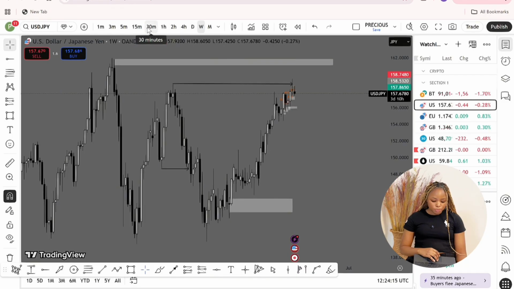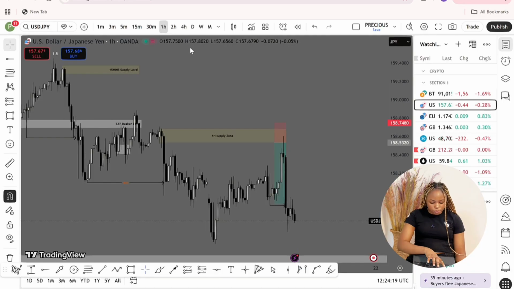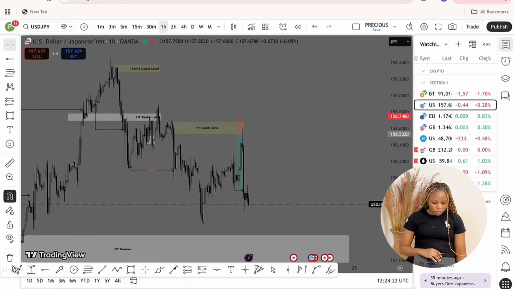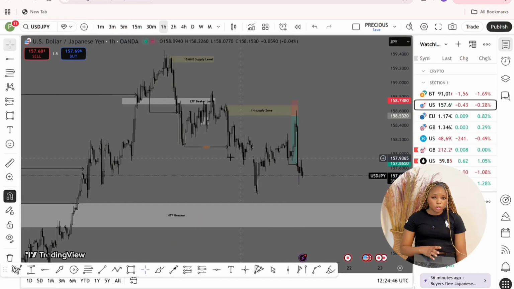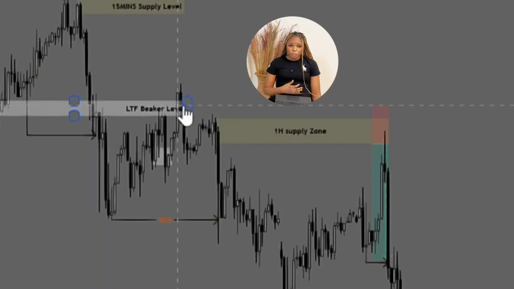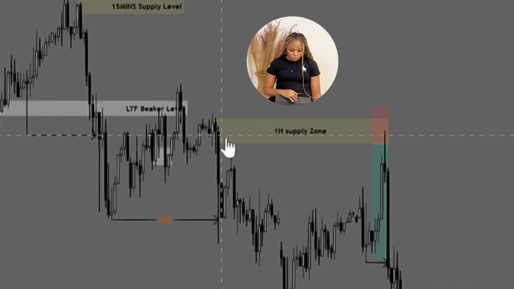Going to the 1 hour, you can see the price respected our resistance level. We have a break of structure to the downside already, which is a confirmation of sellers taking charge of price in the market. We have a bearish order block up here, so you can see this is a bearish order block.